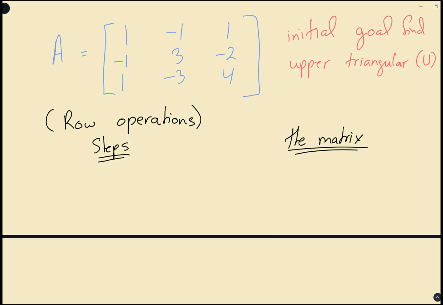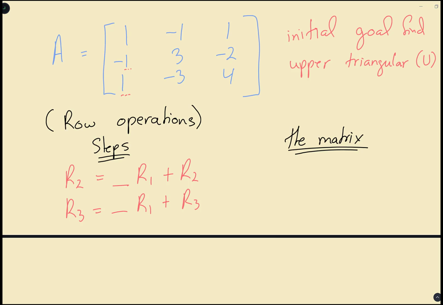Always in the first two steps, we use the first row to modify the other rows. So row 2 is going to equal some multiple of row 1 plus row 2. Again, row 3 is going to be equal to some multiple of row 1 plus row 3 to achieve zeros, right, in this position and in this position. So what factors would we use in this case?